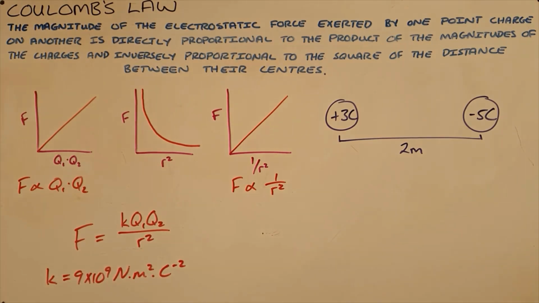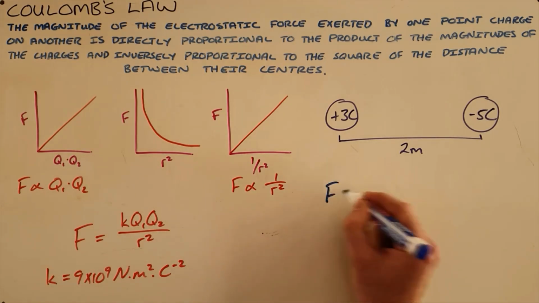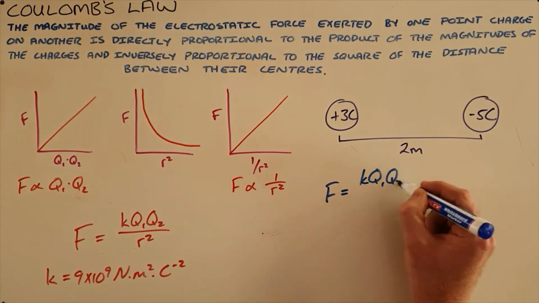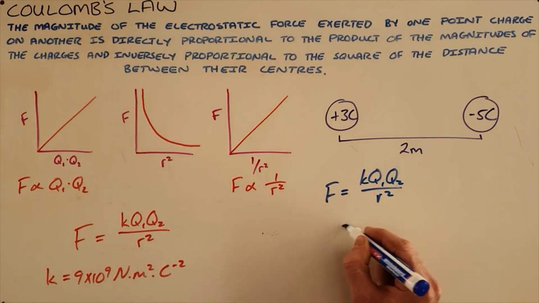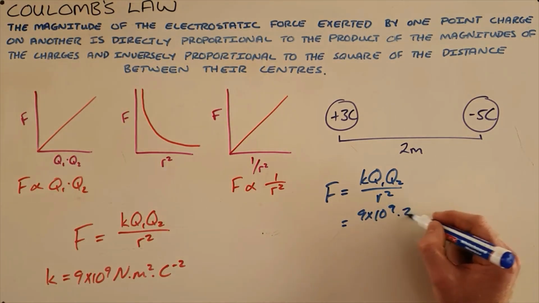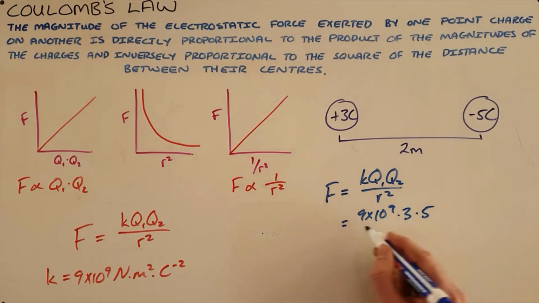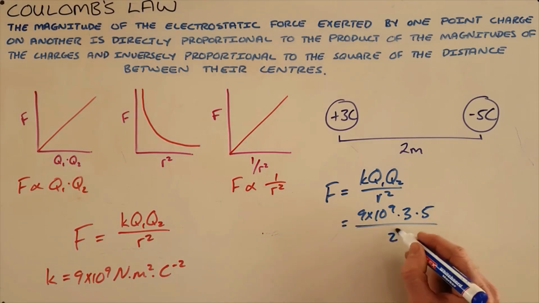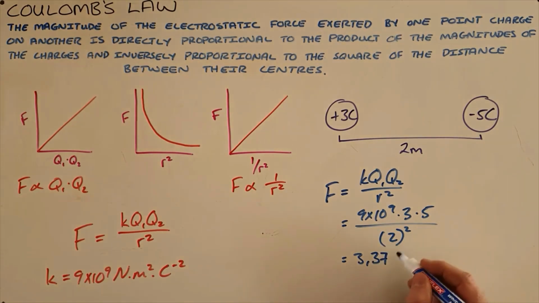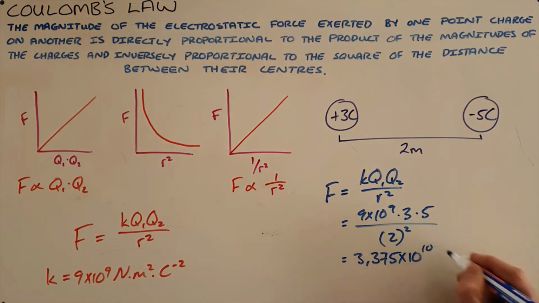So we can now use this formula to calculate the force that exists between these two charged objects, starting with Coulomb's law, which tells us F is equal to K Q1 Q2 over r squared. K is given to us and is a constant of 9 times 10 to the 9. Q1 is 3 coulombs, Q2 is 5 coulombs, and the distance between them is 2, and that must be squared. And that tells us that the force between these two objects is 3.375 times 10 to the power of 10 newtons.